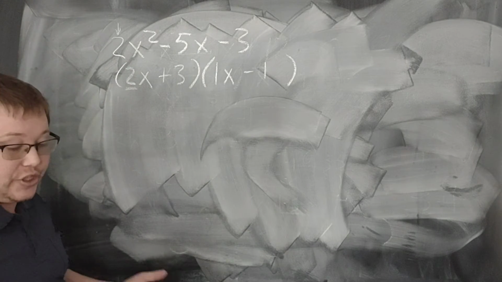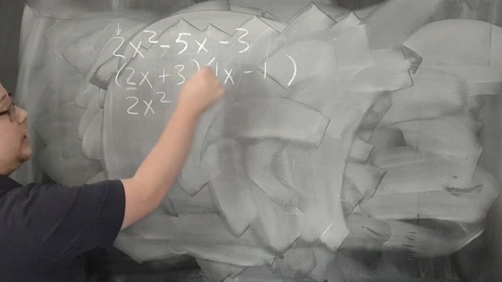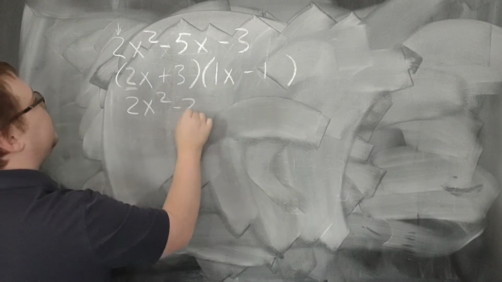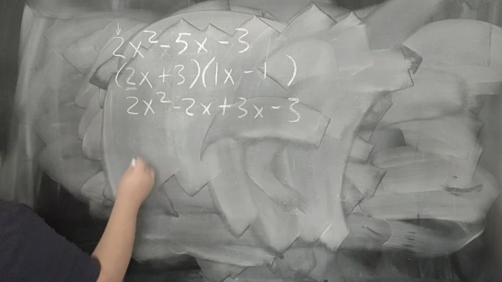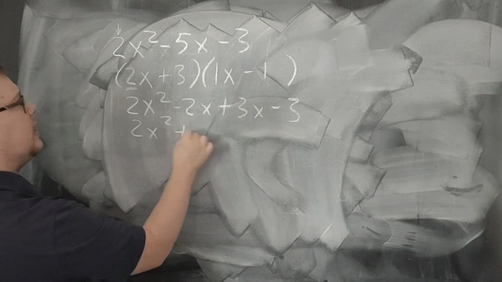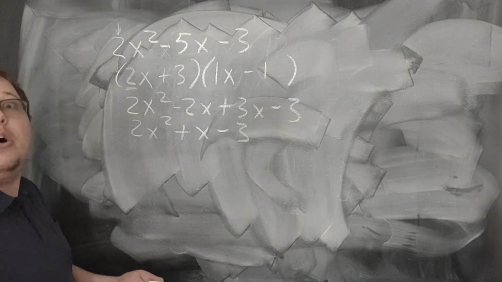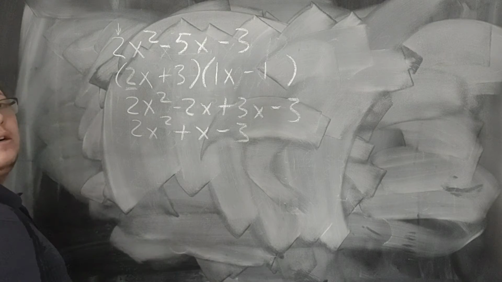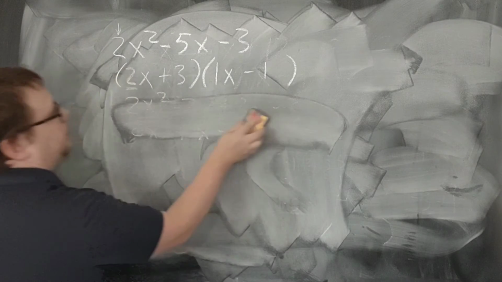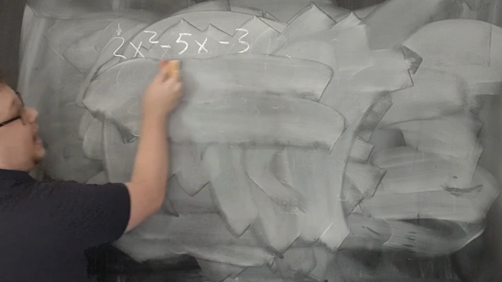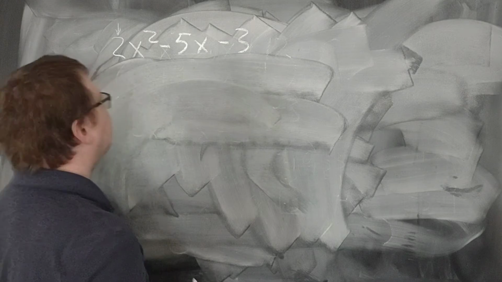And then what you have to do is check to see if it's correct. So 2x squared, I'm foiling now, minus 2x plus 3x minus 3. So that's 2x squared plus x minus 3. That's not right, and then you have to go back and do it again. Well, I don't really want to do that because I like another method better. So instead, I'm going to use what I call the AC method.